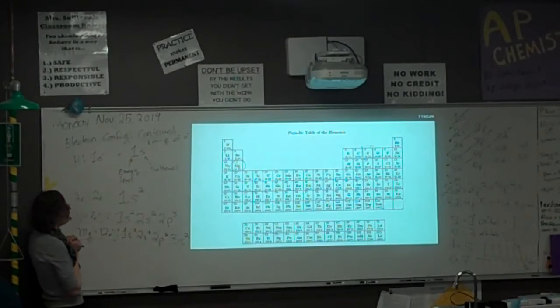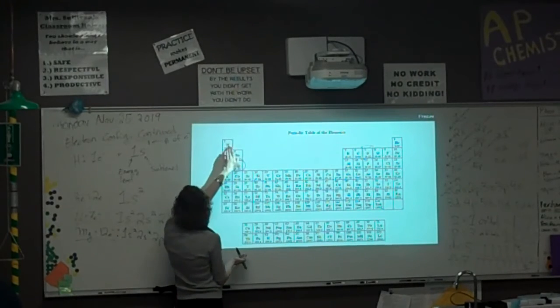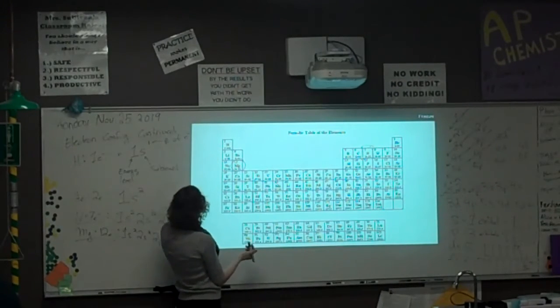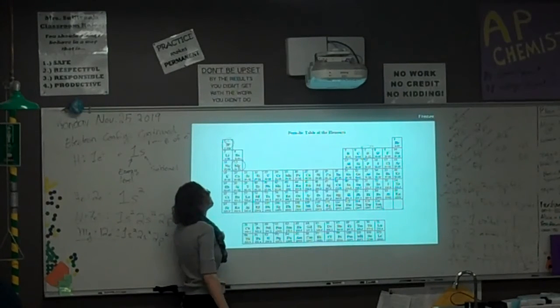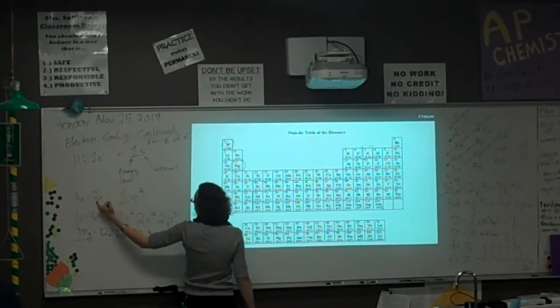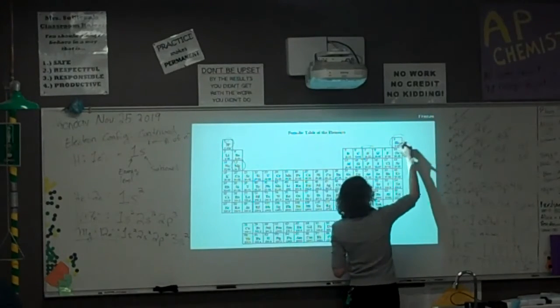Now, let's look at this one. When we had hydrogen, just 1 electron, that fit into the 1s1, so that was an s electron. When we did helium, 2 electrons, that was 1s2, meaning that helium was also an s electron.